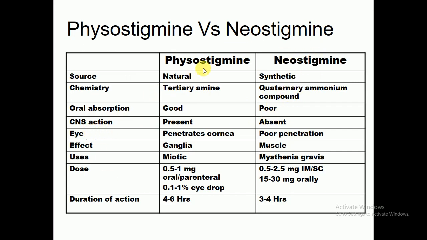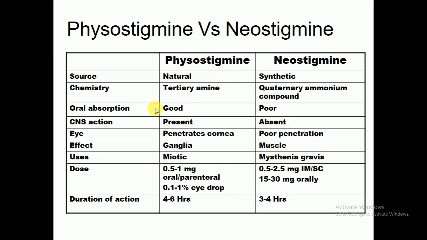The oral absorption of Physostigmine is good, while the oral absorption of neostigmine is poor. For CNS action, Physostigmine can act directly on the central nervous system, while neostigmine does not show any action on the central nervous system. In the eye, Physostigmine can penetrate the cornea, while neostigmine has poor penetration to the cornea. It means its effect on the eye is slow as compared to Physostigmine. Physostigmine produces miotic actions, while neostigmine is used especially in myasthenia gravis.